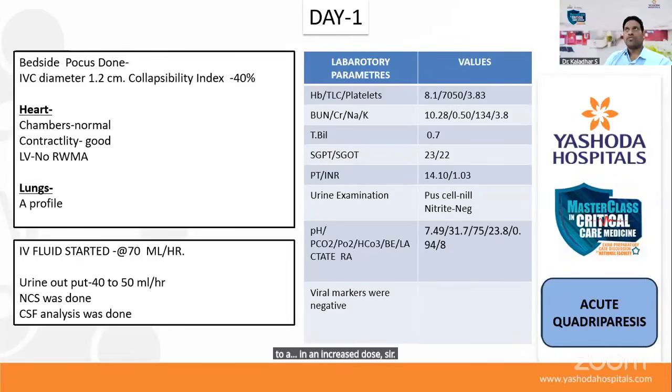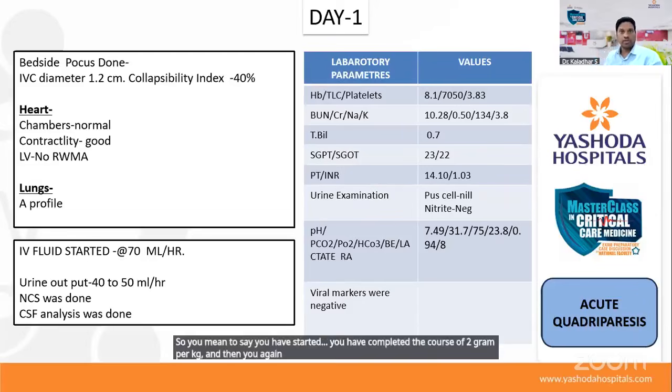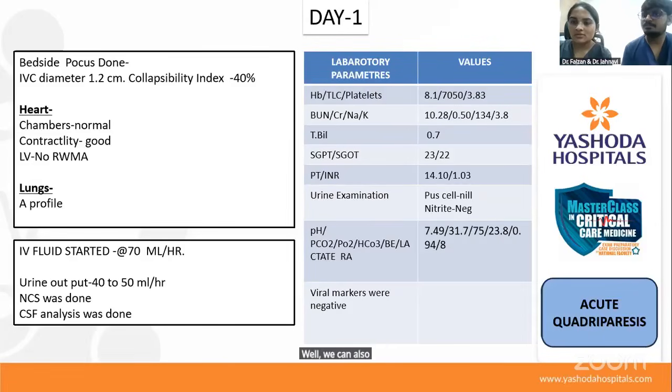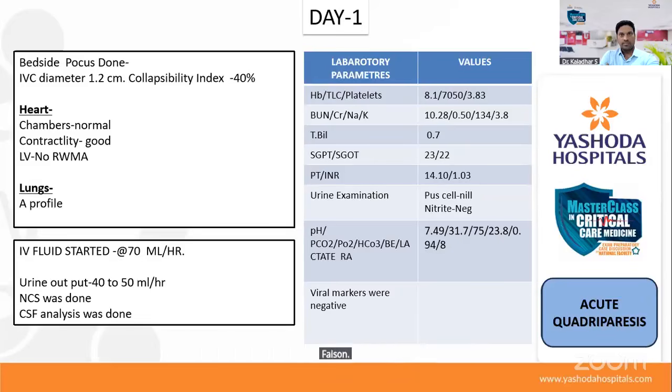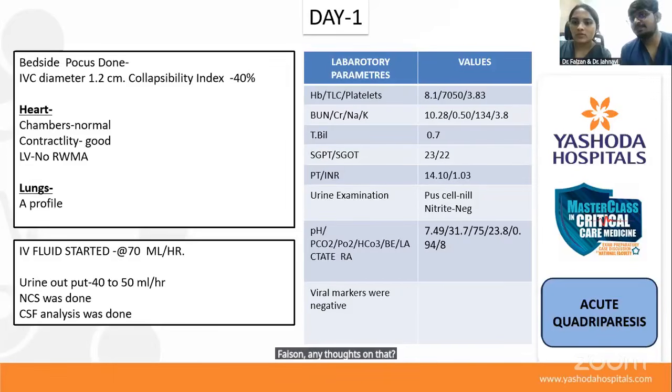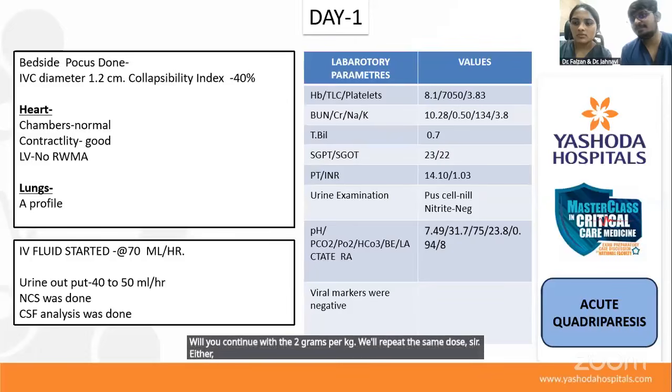So you mean to say you have completed the course of 2 gram per kg, and then you again restart IVIG, 2 gram per kg? Or else we can also switch to Plex, sir. If you are on IVIG and not having adequate response, we can switch over to Plex in treatment-related failures. Faizan, any thoughts on that? We'll continue with the 2 grams per kg. We'll repeat the same dose, sir. We can also increase the dose.